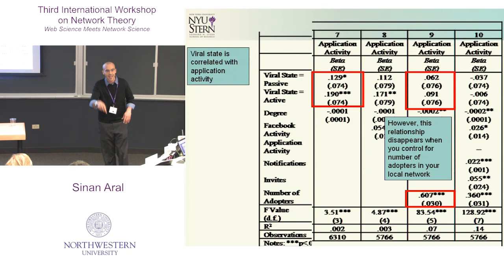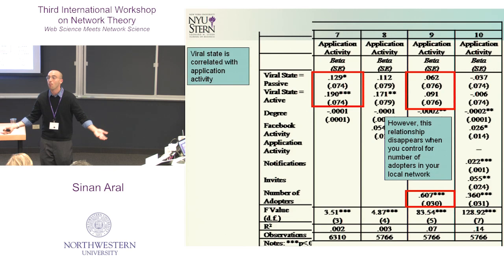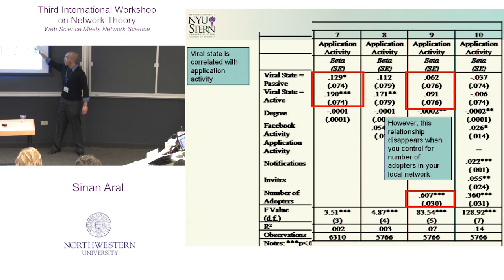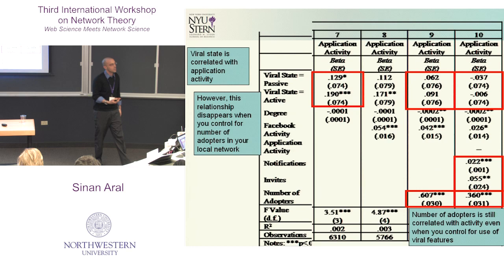Or it could be that as I use the application more, it's generating more passive broadcast messages and more friends are joining. But my friends joining isn't causing me to use the application more. It's my using the application more that's generating more messages and creating peer adoption in my local network. But when you control for the notifications that I'm sending and the invites that I'm sending, peer adoption is still highly correlated and the most highly correlated with my use of the application, okay? So the number of friends is still the most significant predictor of my use, even controlling for the number of notifications and invitations that I sent.